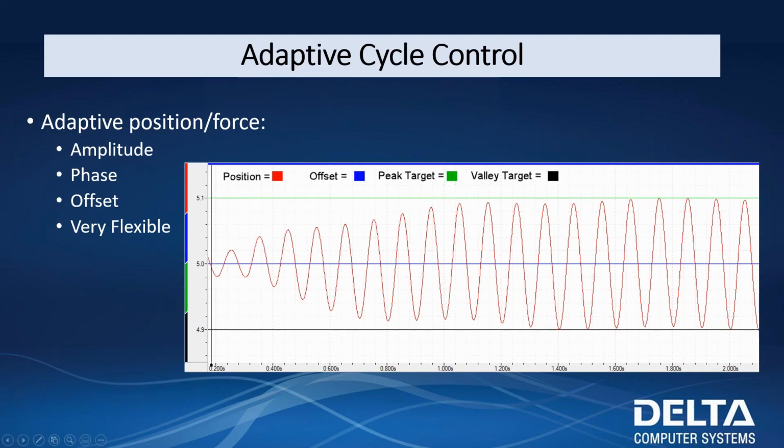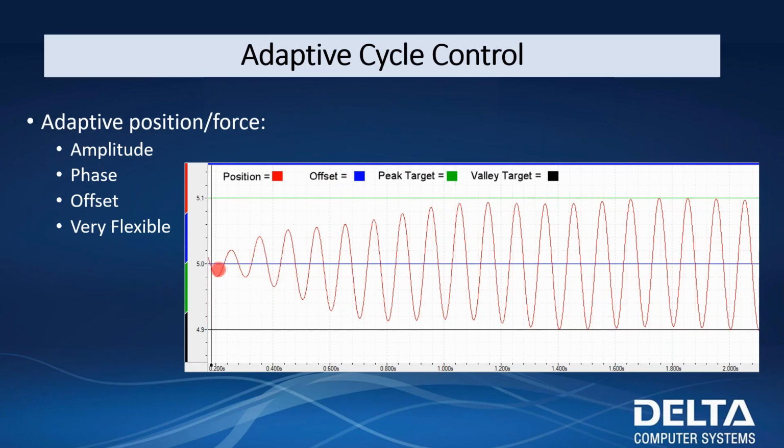Maybe we're just not quite able to get what we're wanting to with our standard PID tuning. Perhaps a standard PID is just too slow for what we're wanting to do. Well, we've got an awesome tool that we call adaptive cycle control or adaptive amplitude control. This adaptive program is able to change our amplitude, our phase, our offset, all on the fly, and it's a very, very flexible program.